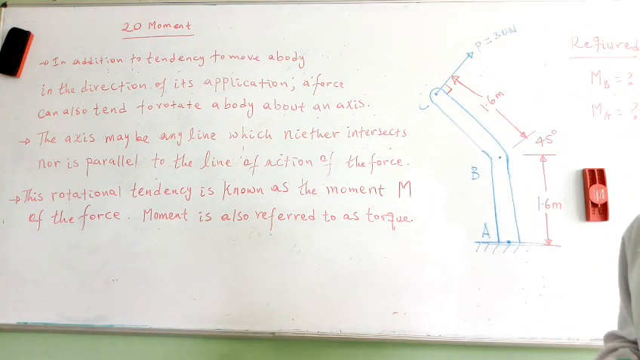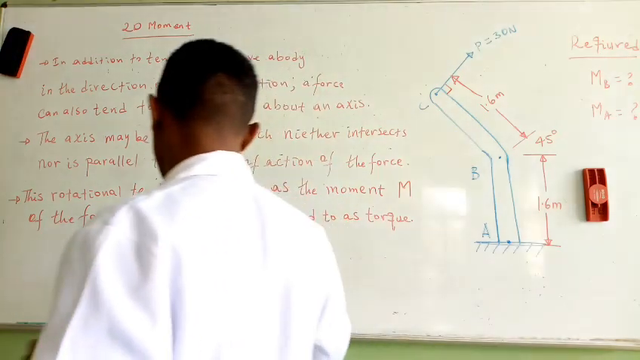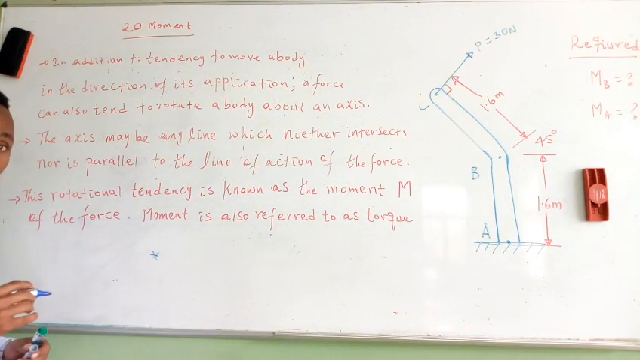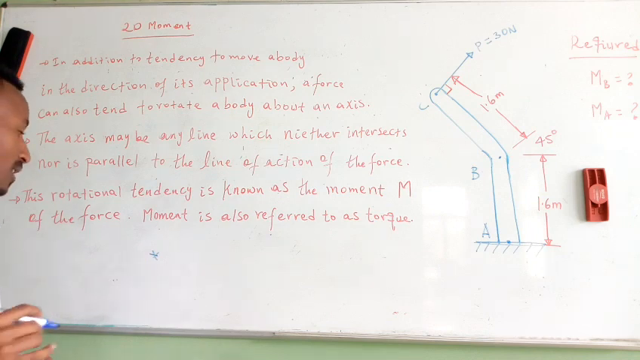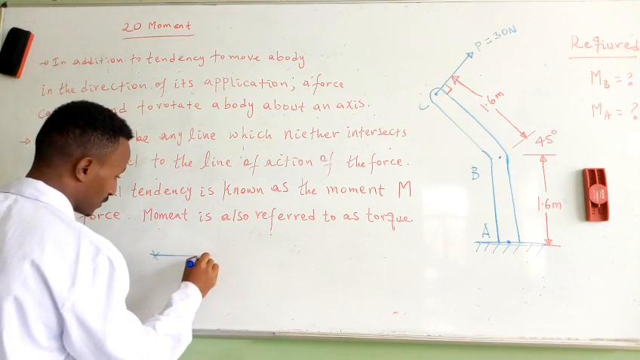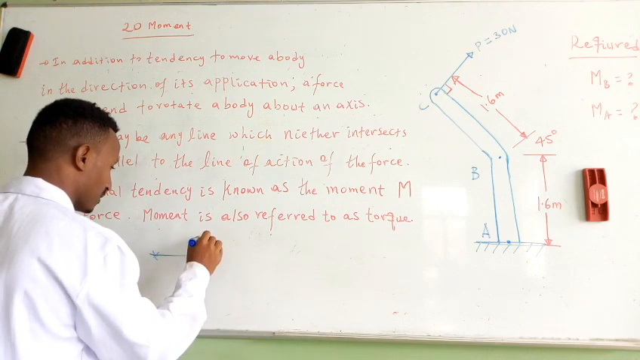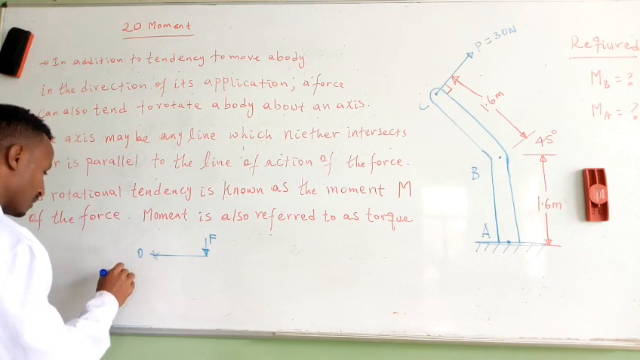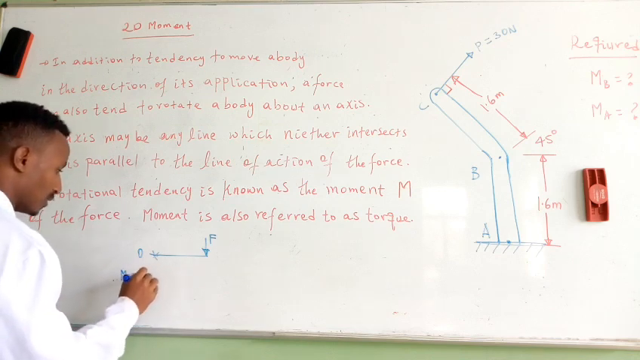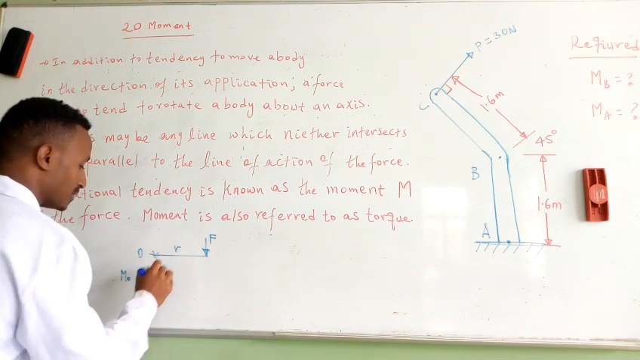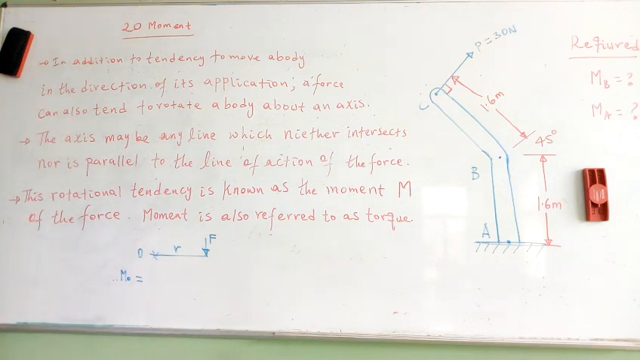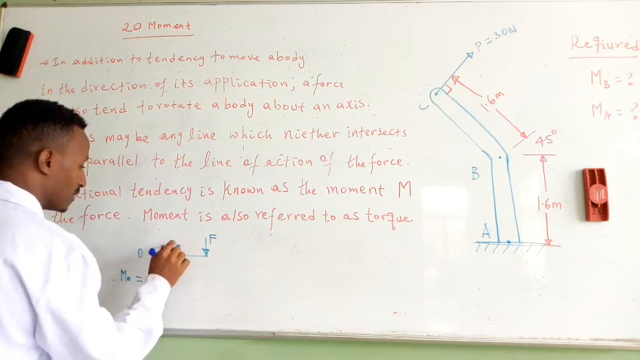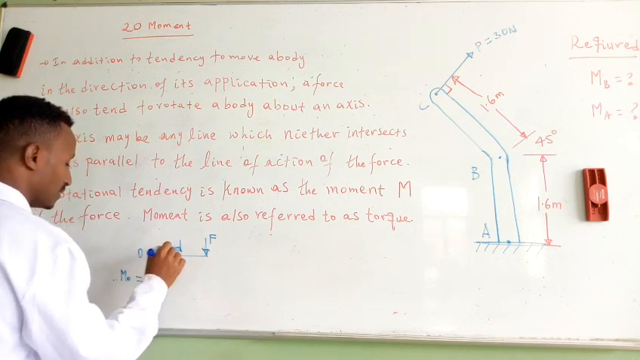line of the force. That means, here, if the axis exists, the rotational axis, then where will the force be? It will be here. This is force, this is axis. So moment at point O equals the perpendicular distance, r, or we can call it d. It is d.